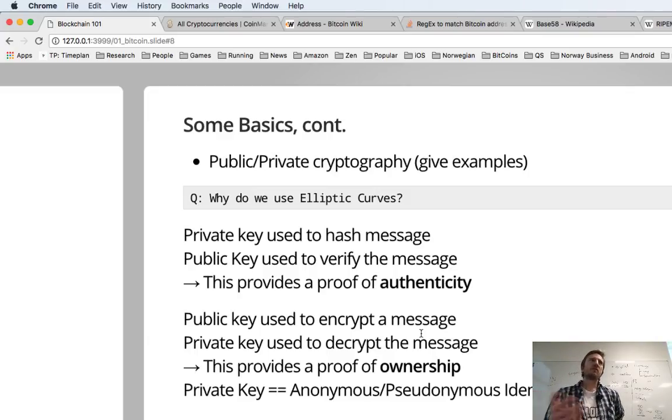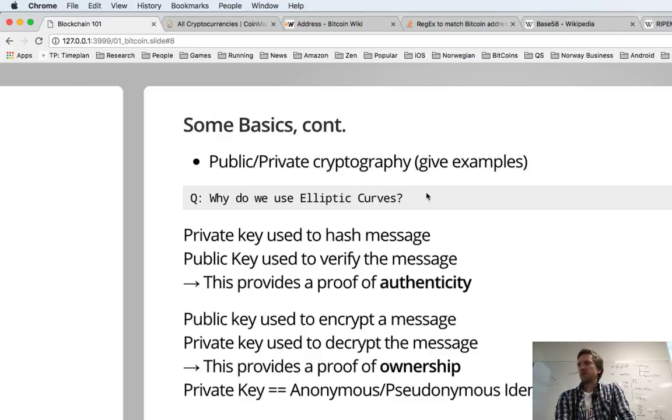So by signing, you can verify that a message was not tampered with, but everybody can read it. With encryption, only the recipient can read it. So you have this concept of pseudonymous identity, because the private key is sort of like the identity of a signer, right? We will talk a little bit about the limitations of this in a moment.